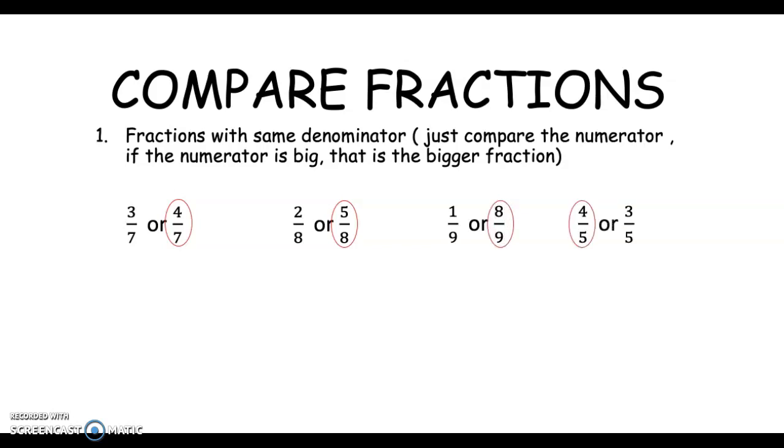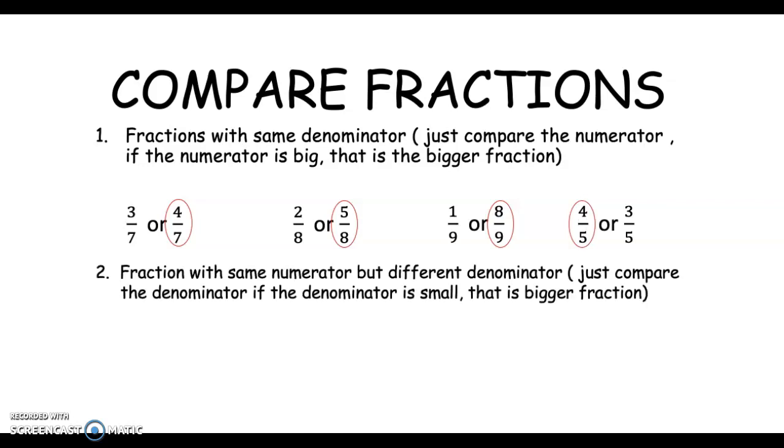Now the second point that you have to remember is fractions with the same numerator but different denominators. Look at this one. Now see, the denominators are different. The numerators are the same, the top numbers are the same. The bottom numbers are different. In that case, you look for the smaller bottom number. The smaller denominator will have the bigger fraction.